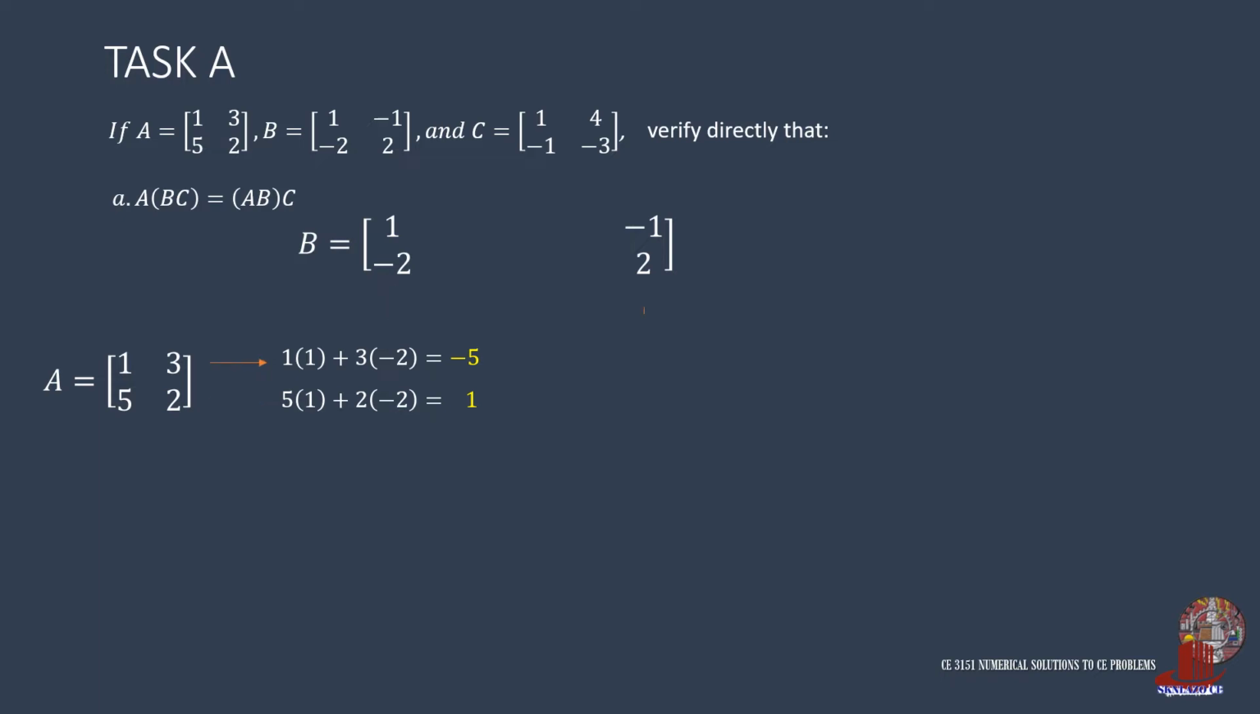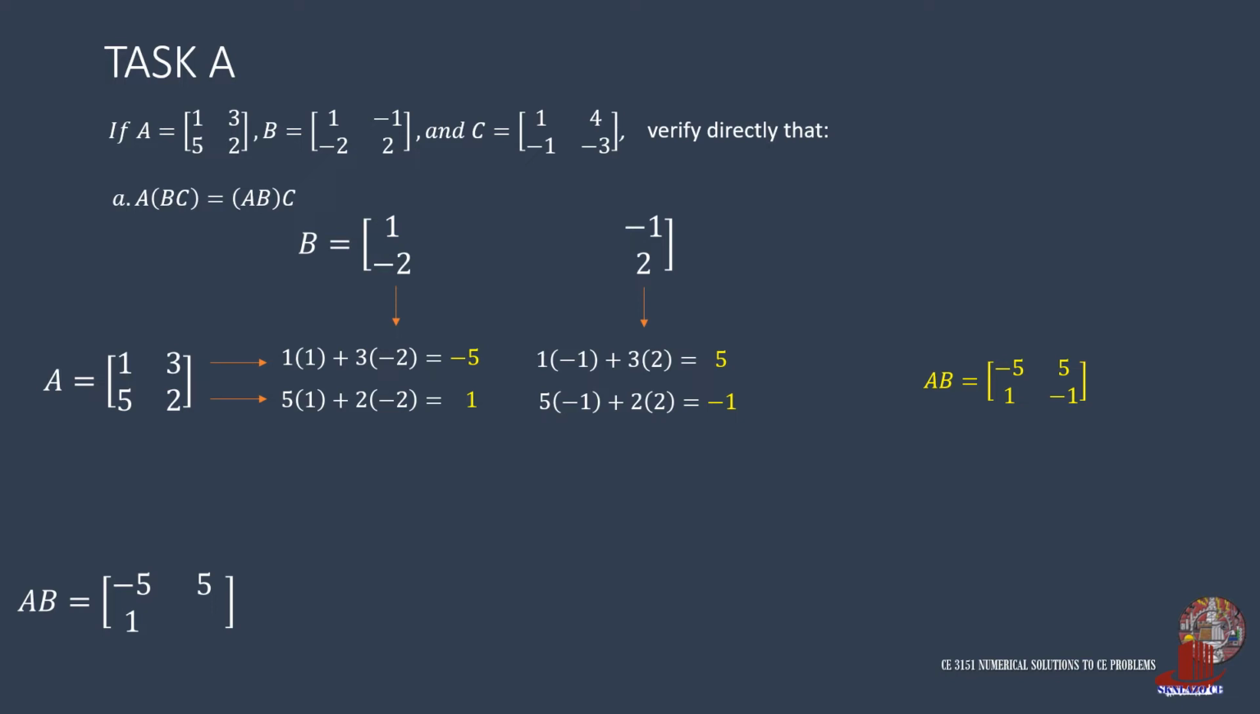Next is row 1 with column 2, which has 1 times -1 plus 3 times 2, or 5. Then the last element is computed as 5 times -1 plus 2 times 2, or -1. That is from row 2 times column 2. Matrix AB thus has the elements -5, 5, 1, and -1.